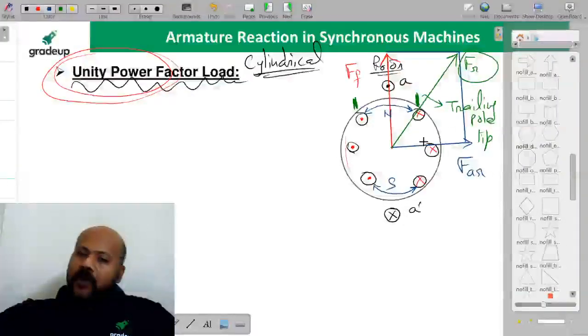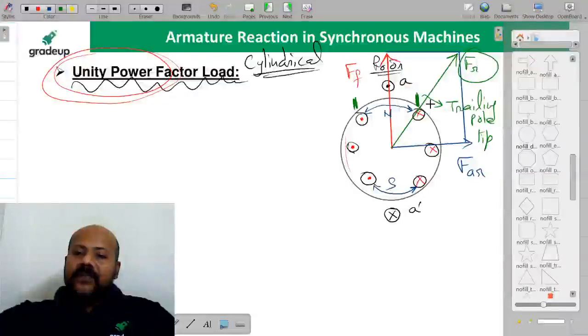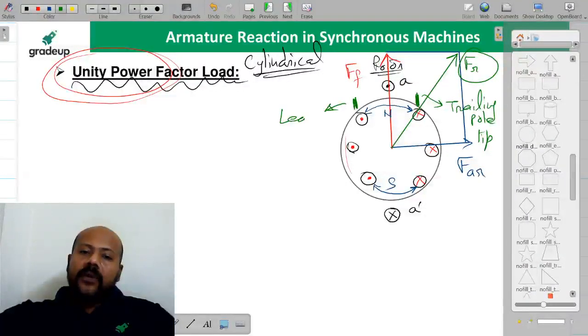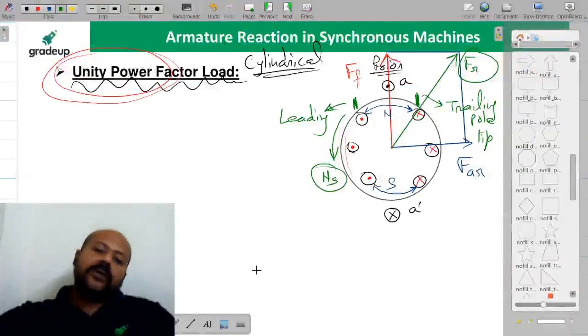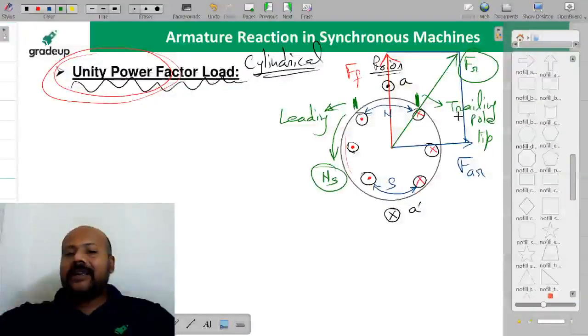Now you listen to me properly. This we are calling the trailing pole and this we are calling the leading pole. And this is the direction of rotation, the anti-clockwise rotation with the synchronous speed. This we are calling the leading pole and this we are calling the trailing pole.